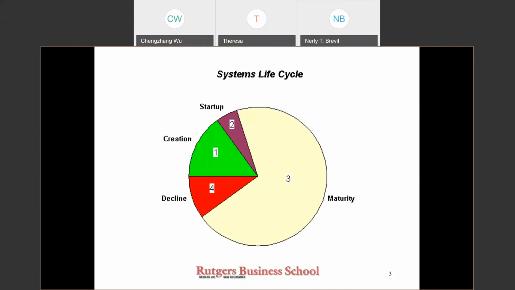The third stage, maturity, is typically the longest period in the system's lifecycle, where it is considered a stable system operating smoothly, with only minor and routine usefulness.